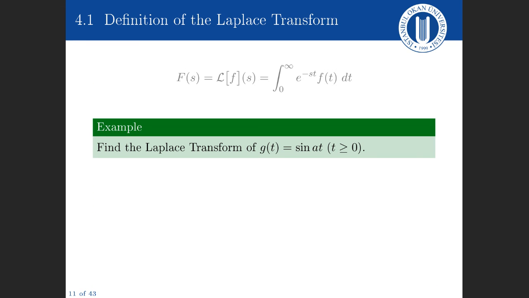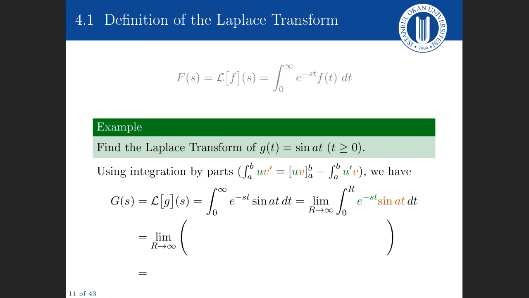Next, sine at. Find the Laplace transform of sine at. This time we're going to need to do integration by parts. I'm going to be using the formula integral of u v prime is equal to uv minus the integral of u prime v.